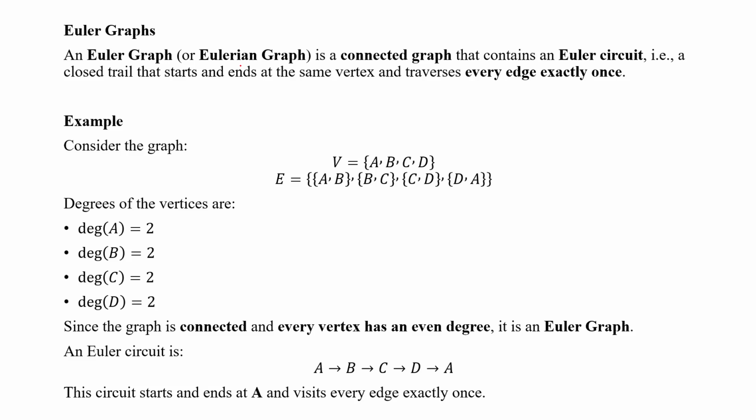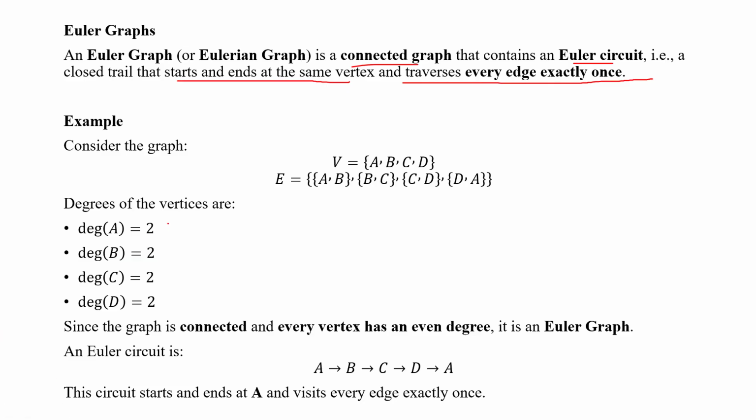Euler graph, or Eulerian graph, is a connected graph that contains an Euler circuit, that is a closed trail that starts and ends at the same vertex. It's very important: it travels every edge exactly once. This is very important because Hamiltonian is every vertex exactly once. This is the conceptual difference that they will ask you. So every edge exactly once, whether it's an Euler graph or Hamiltonian or planar or something, they will ask you.